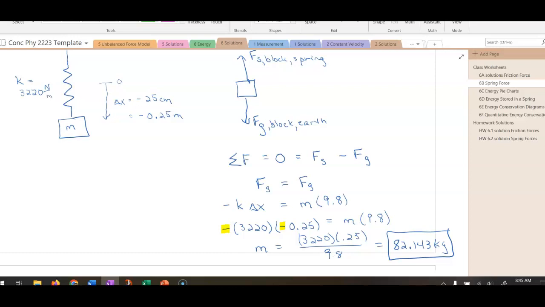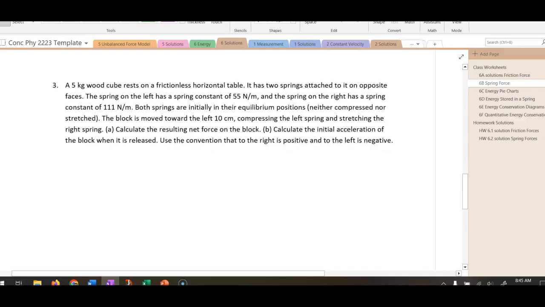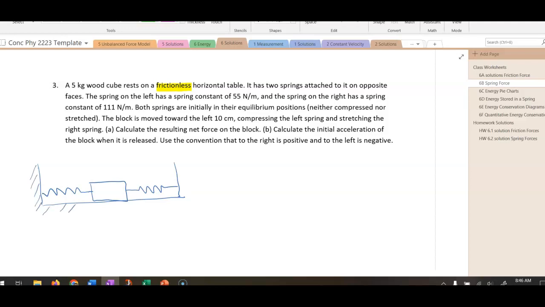Okay, let's go on to number 3. So now we have a wooden cube. It's on a frictionless table, so we won't have to worry about friction. And it has 2 springs attached to it. There's one attached to the right, and there's one attached to the left. And of course both of those are attached to a wall or something. The other ends are fixed. Okay, it's a 5 kilogram block.